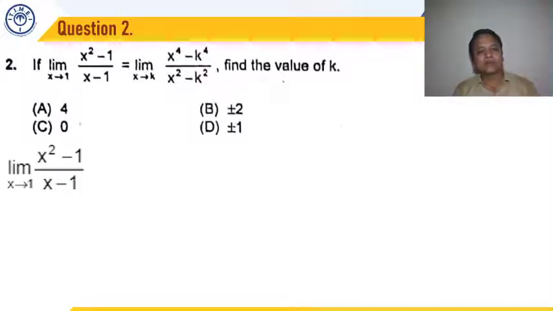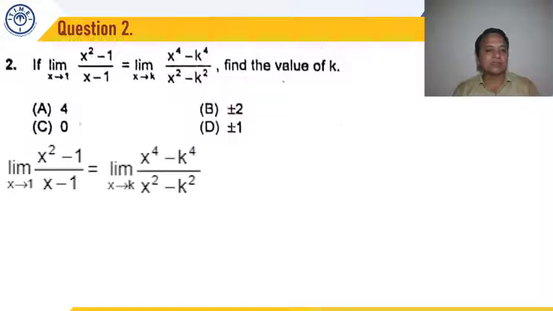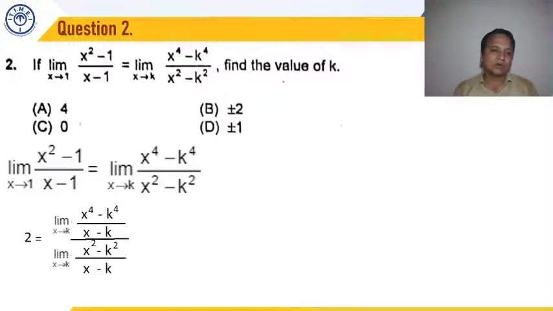So the limit of (x square minus 1) upon (x minus 1), with x tending to 1 on the left hand side and x tending to k on the right hand side, is given as (x to the power 4 minus k to the power 4) upon (x square minus k square). Now we know the left hand limit: n is 2, a is 1, so 2 times 1 to the power 2 minus 1 is 2. The left hand limit value comes out to be 2.